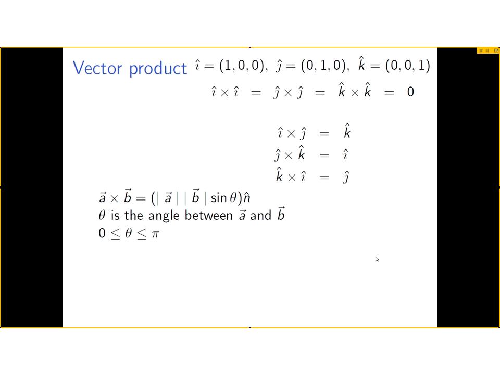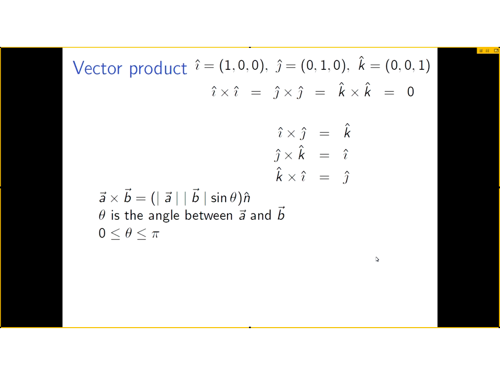That is why it will be 0, and the angle between j and j is 0. That is why sine 0 is 0, and it will become 0. And similarly, the angle between k and k is 0. That is why sine 0 is 0, and it will be 0. And i cross j becomes k, j cross k becomes i, and k cross i becomes j.